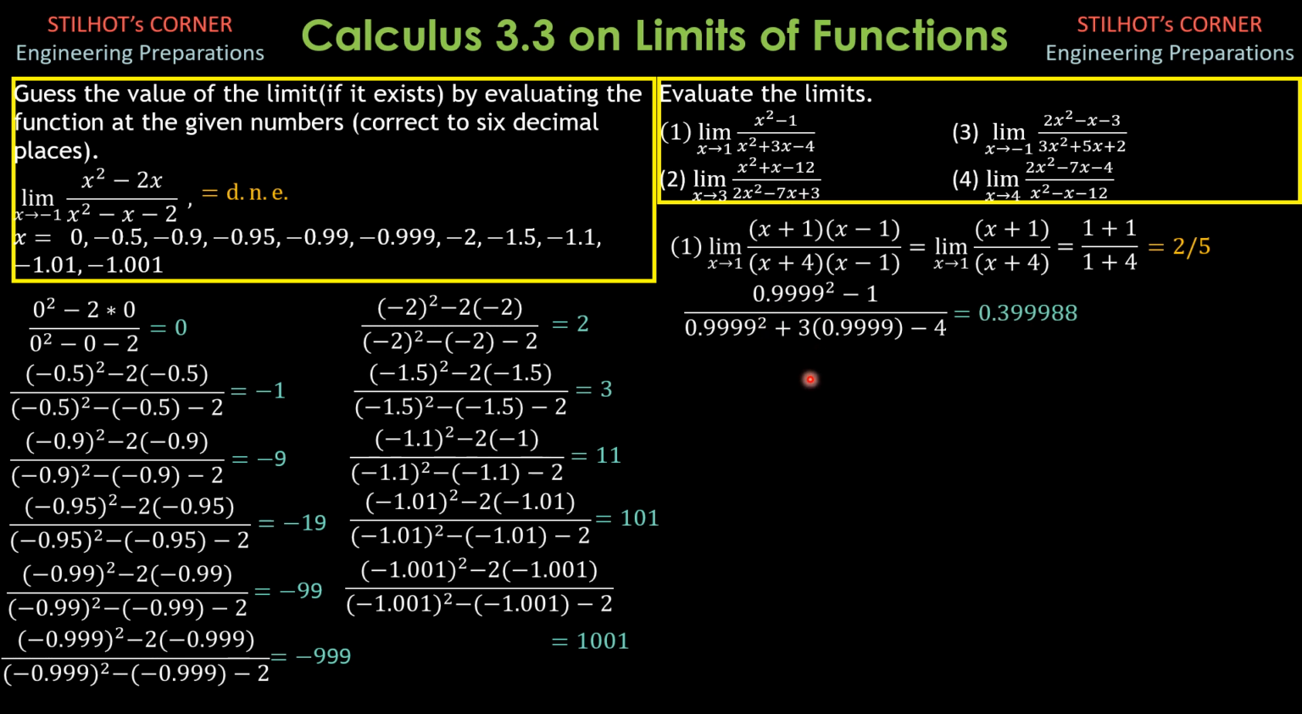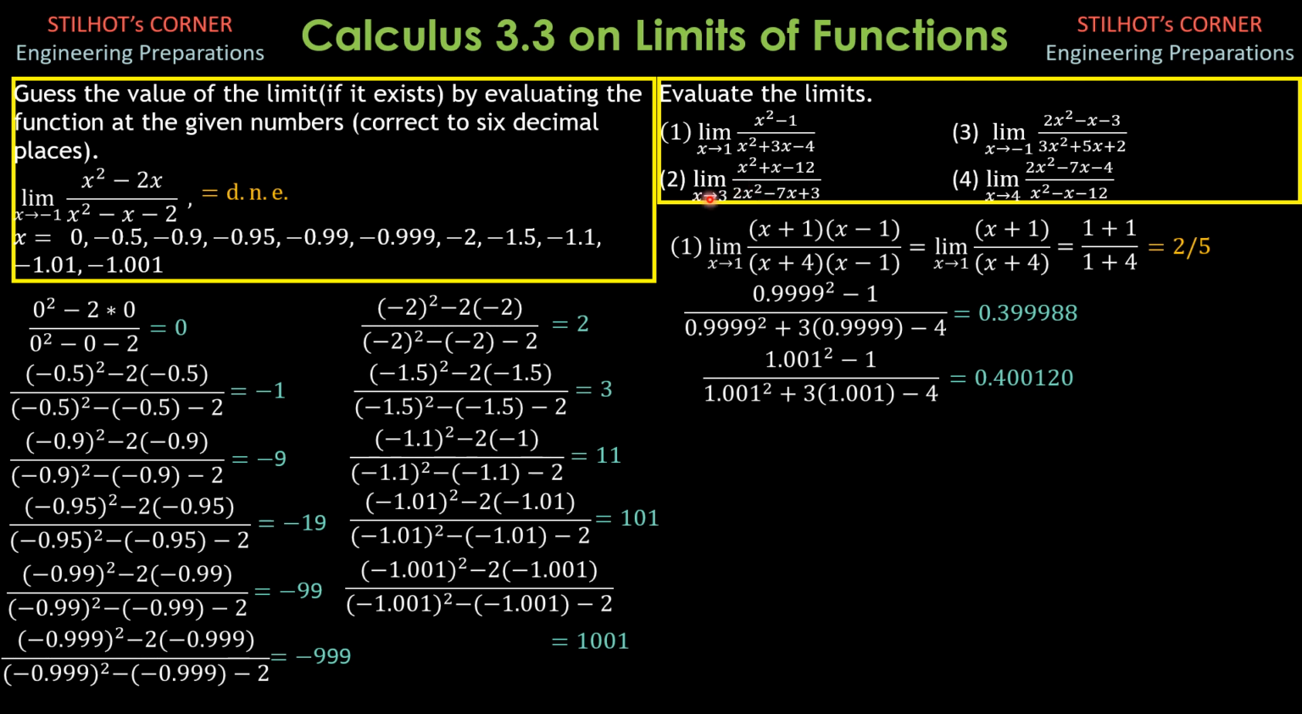You'll get 0.399988, which is close to 2/5, which is 0.4. Then the right hand limit, substitute 1.0001. So press calculate again with your calculator. Then x is 1.00001, or 3 zeros before 1. Then you will get 0.400120. So they are almost equal. Left hand and right hand limits are equal, therefore the limit exists and it is in fact equal to 2/5. Then we proceed to number 2.